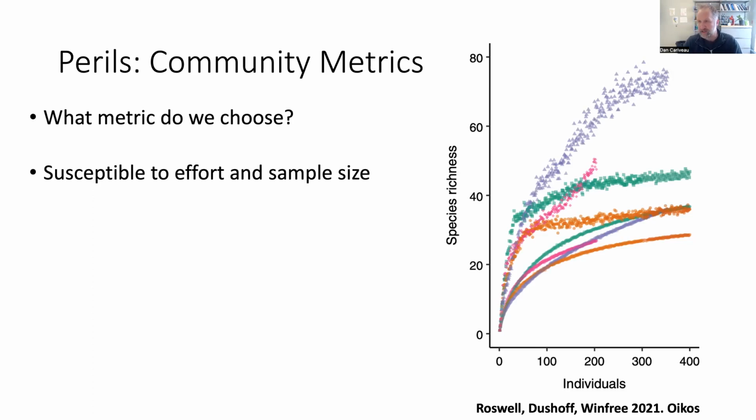This is a nice paper by Mike Roswell and others looking at the number of individuals on the x-axis. Each color represents a different site. We have the lines, which are species accumulation curves, and the clouds of points, which are Chao-1 species richness estimates. And what we can see here is that depending on the number of individuals, the rankings of the sites in terms of species richness changes. We see those lines crossing.